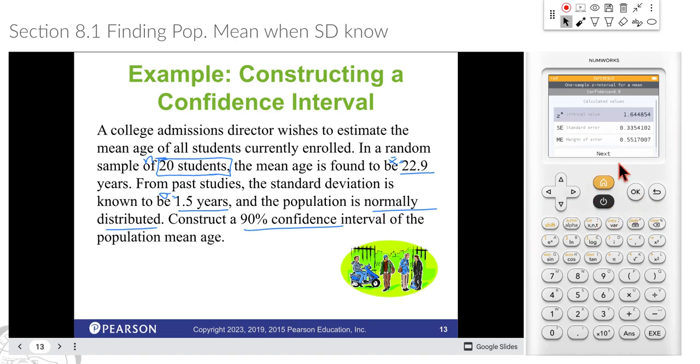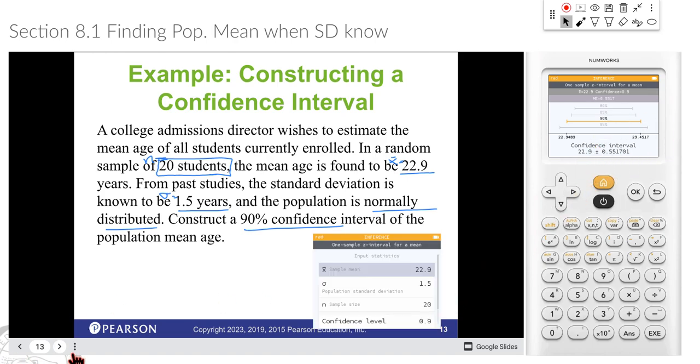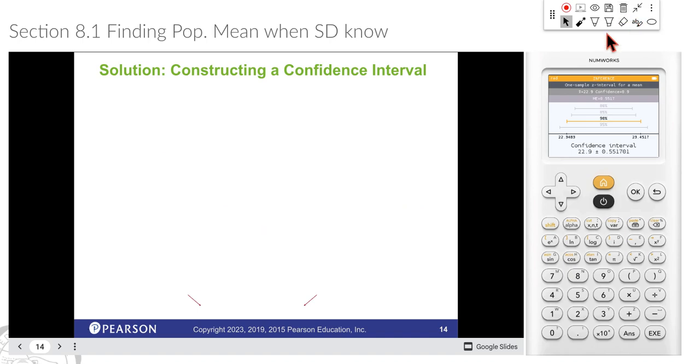We'll click on next. We've gotten our margin of error. Again, sometimes these numbers are in between, so we can see if we rounded this it would be a 0.6 margin of error. If we go on, we've actually got our confidence interval for us right here. And what we're going to see is we just needed to put in our data, and we've got our confidence interval here.